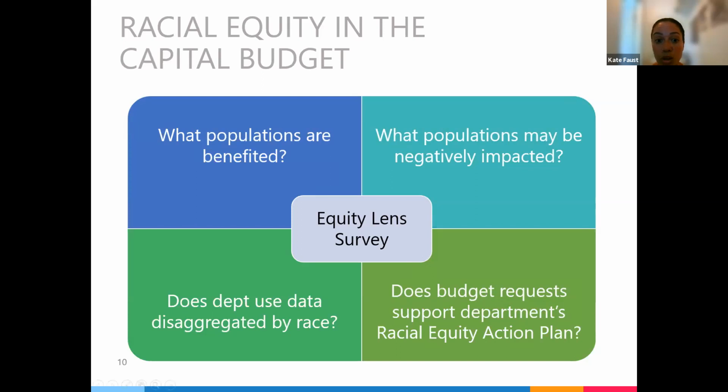So for budget requests, we asked departments four questions about each project. What populations are benefited, and how will you know if projects have been successful? What populations have been negatively impacted, and what are the strategies to mitigate negative impacts? What does the department use in terms of data disaggregated by race to inform budget requests? And does the department request support the department's racial equity plan or a racial equity strategy?